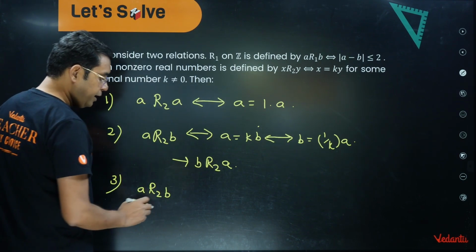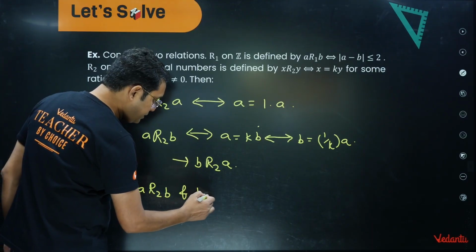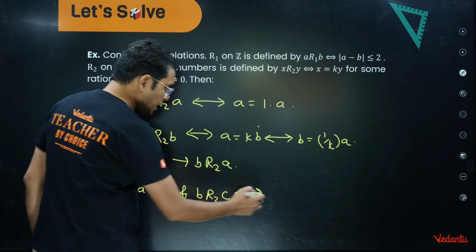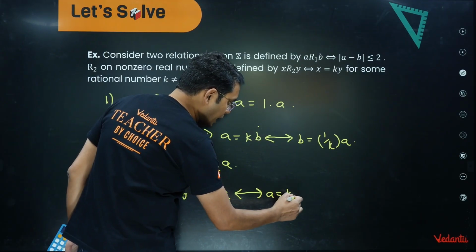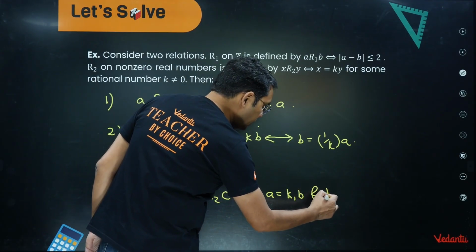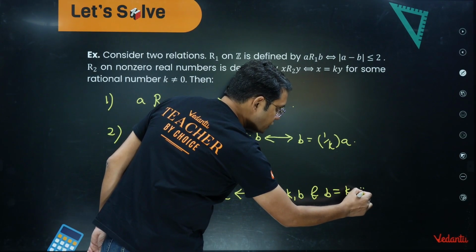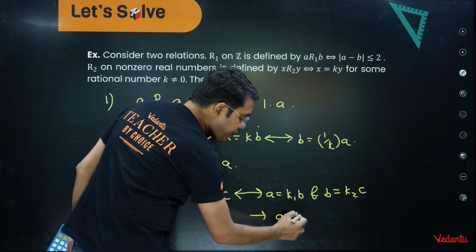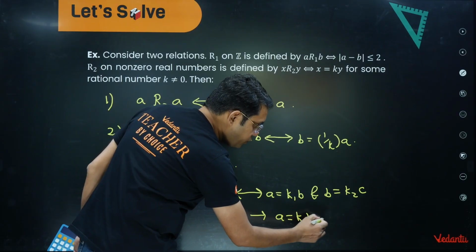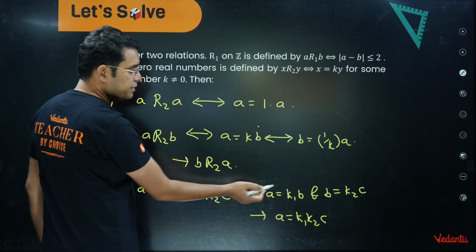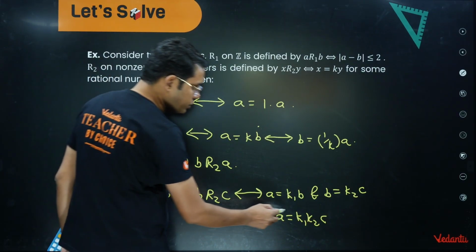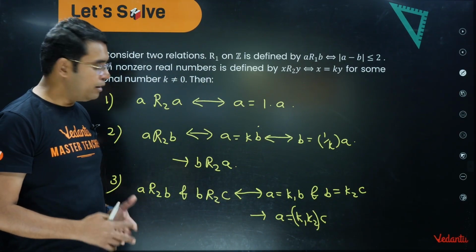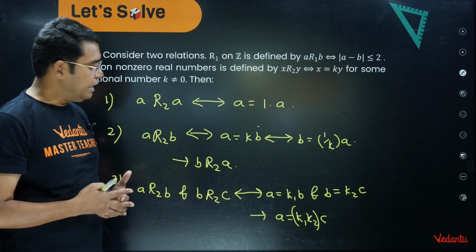So let's say A is related to B and B is related to C. This means A will be equal to some K1 times B and B will be equal to some K2 times C. Now combining these two relations, I can write A equal to K1 K2 into C. If you put B equal to K2 C here, we get A equal to K1 K2 C. If K1 and K2 individually are rational numbers, their product will also be a rational number only.